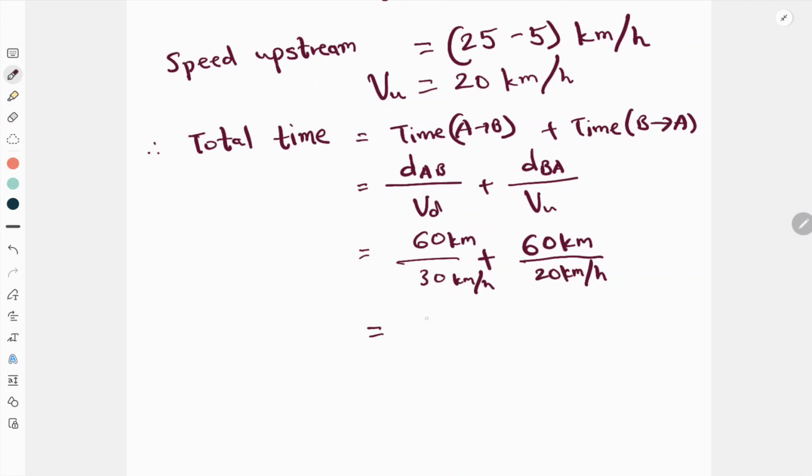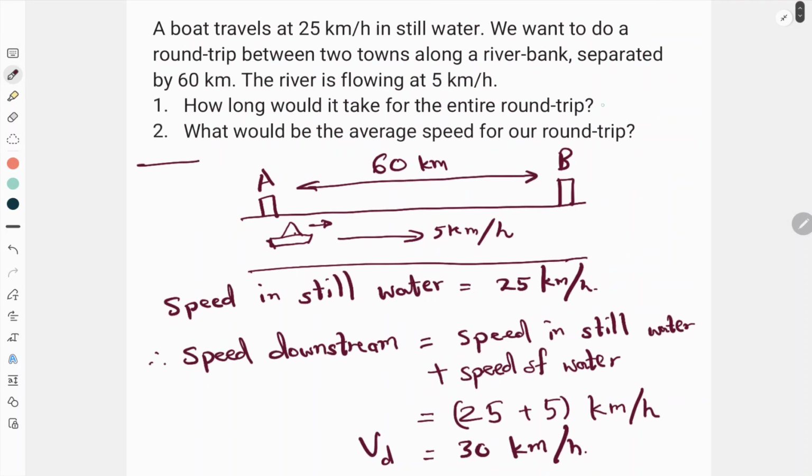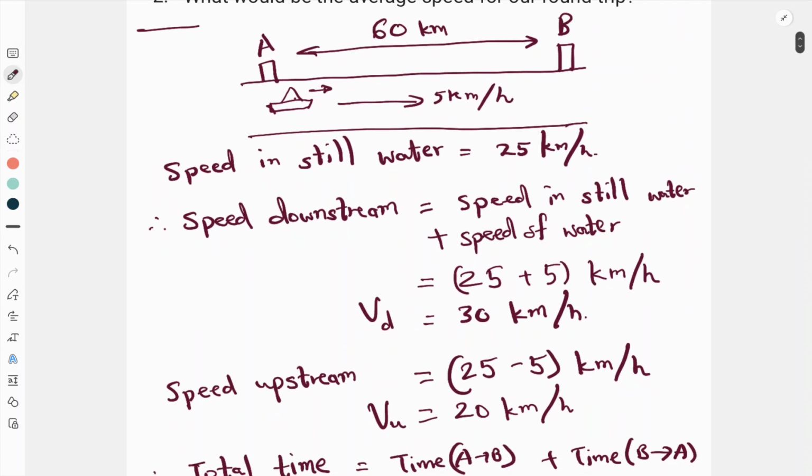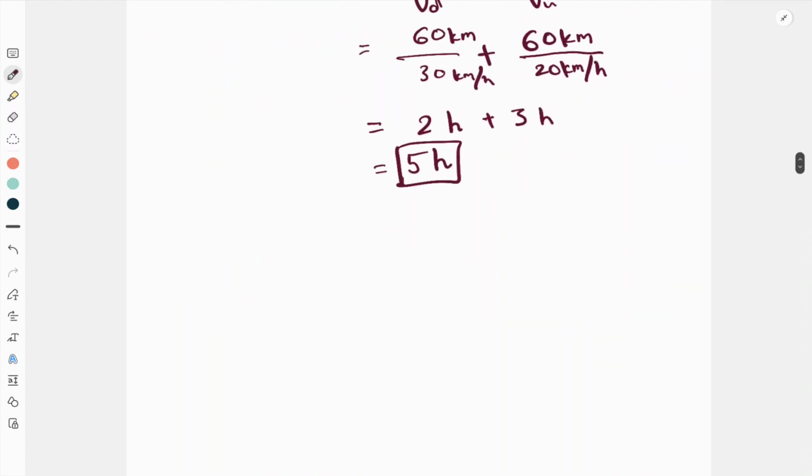which is 60 divided by 30 is 2 hours, plus 60 divided by 20 is 3 hours, which is 5 hours. So the total time it takes happens to be 5 hours. And the second part of this problem is also straightforward, given that we have done the basic calculations so far: what would be the average speed for our round trip.